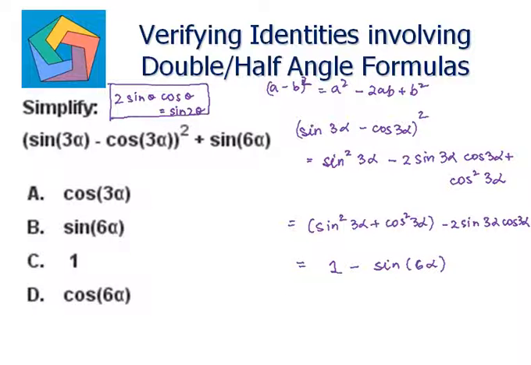So I can say this is equal to 1 minus sin 6 alpha plus sin 6 alpha. Negative sin 6 alpha plus sin 6 alpha becomes 0. So we have 1 plus 0, that's equal to 1 only. So, which is the answer in the C part?